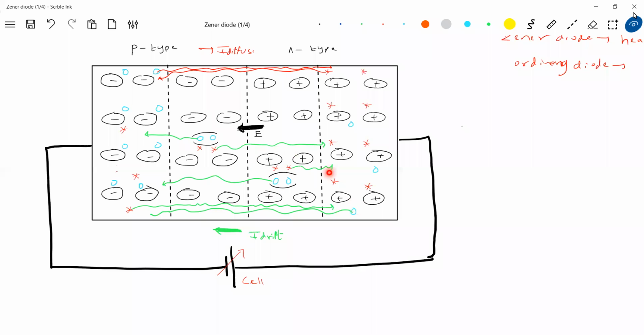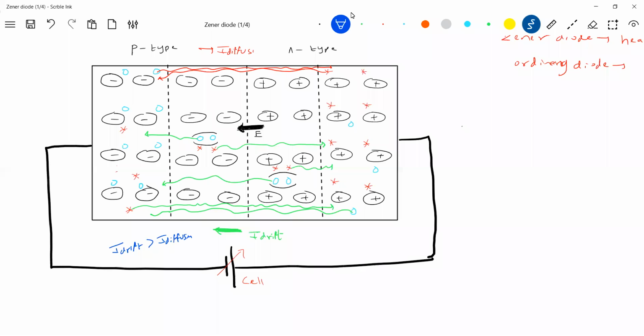So as I increase the reverse bias, definitely more covalent bonds will break up. If more covalent bonds break up, more minority carriers are generated, so the drift current will be greater than the diffusion current. I think this is what we discussed earlier. As I keep increasing the reverse bias, the drift current will increase and the diffusion current will decrease.